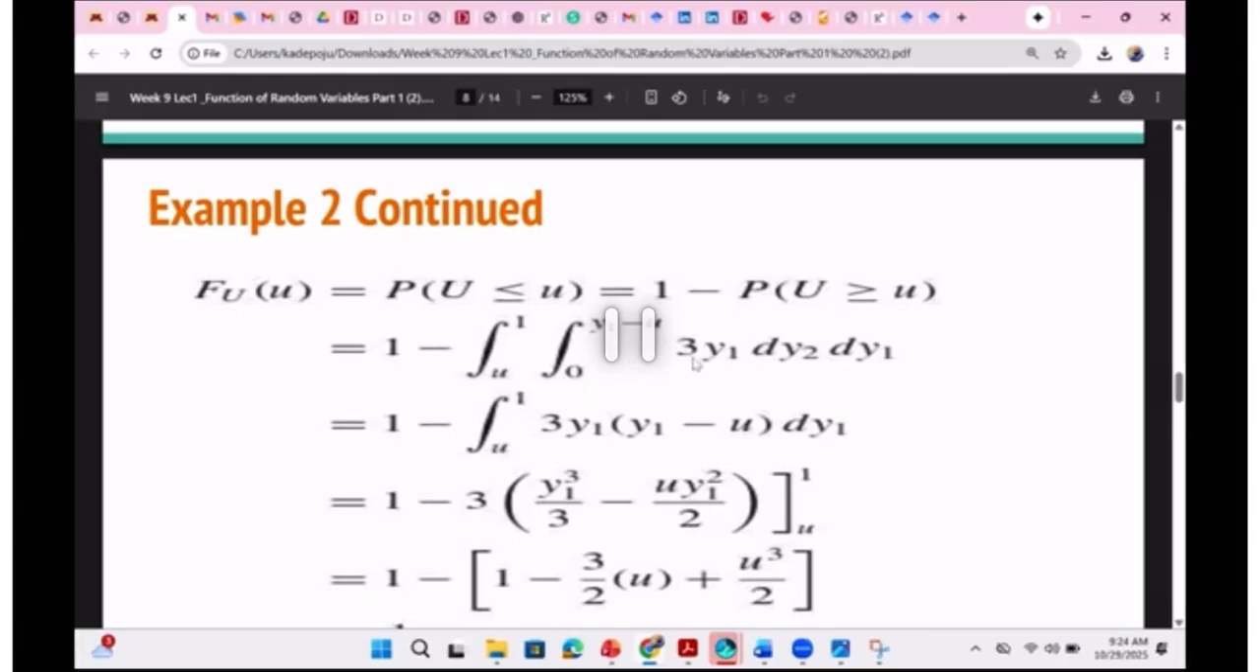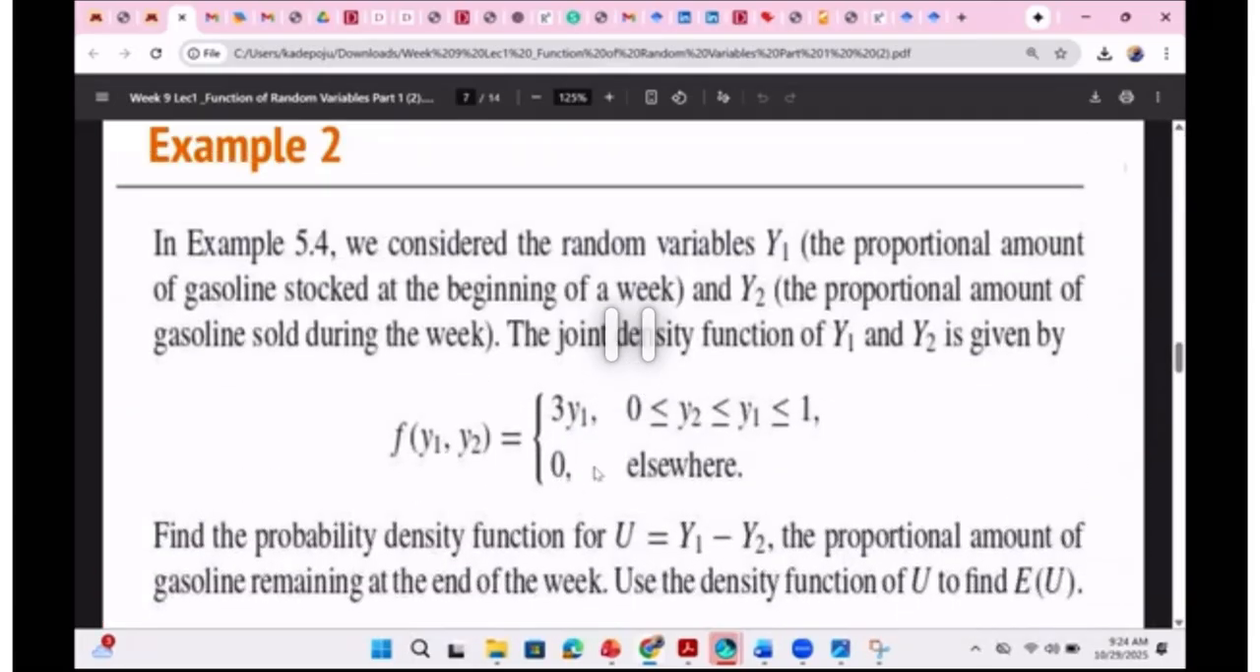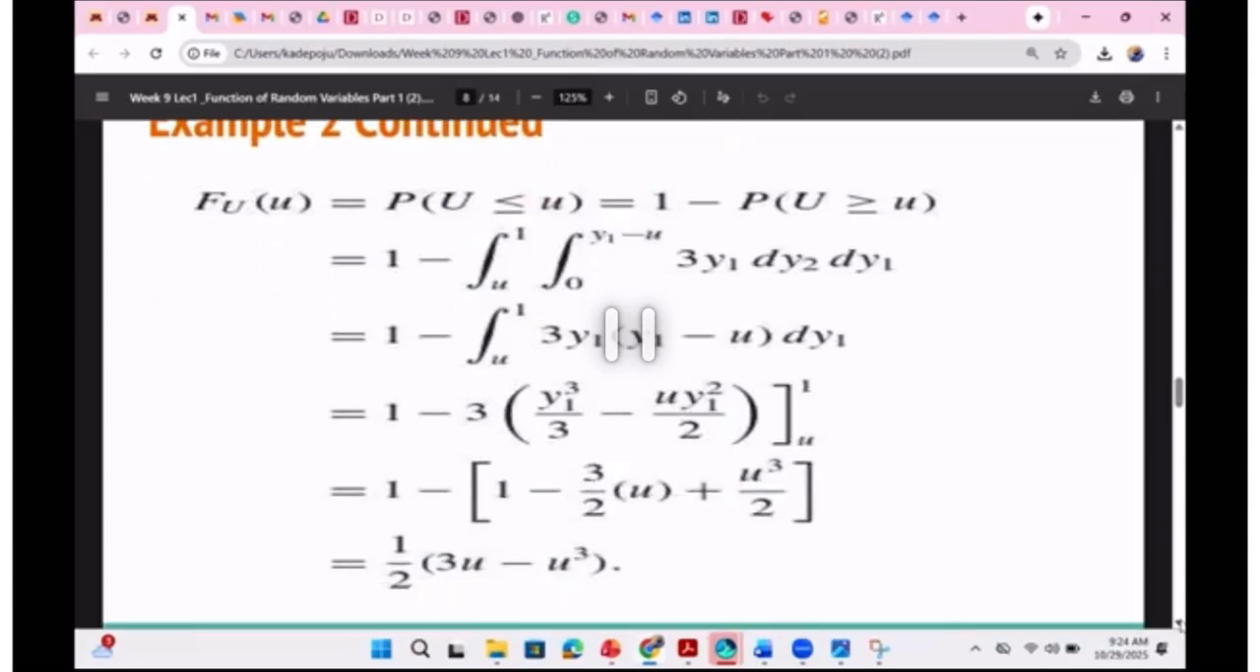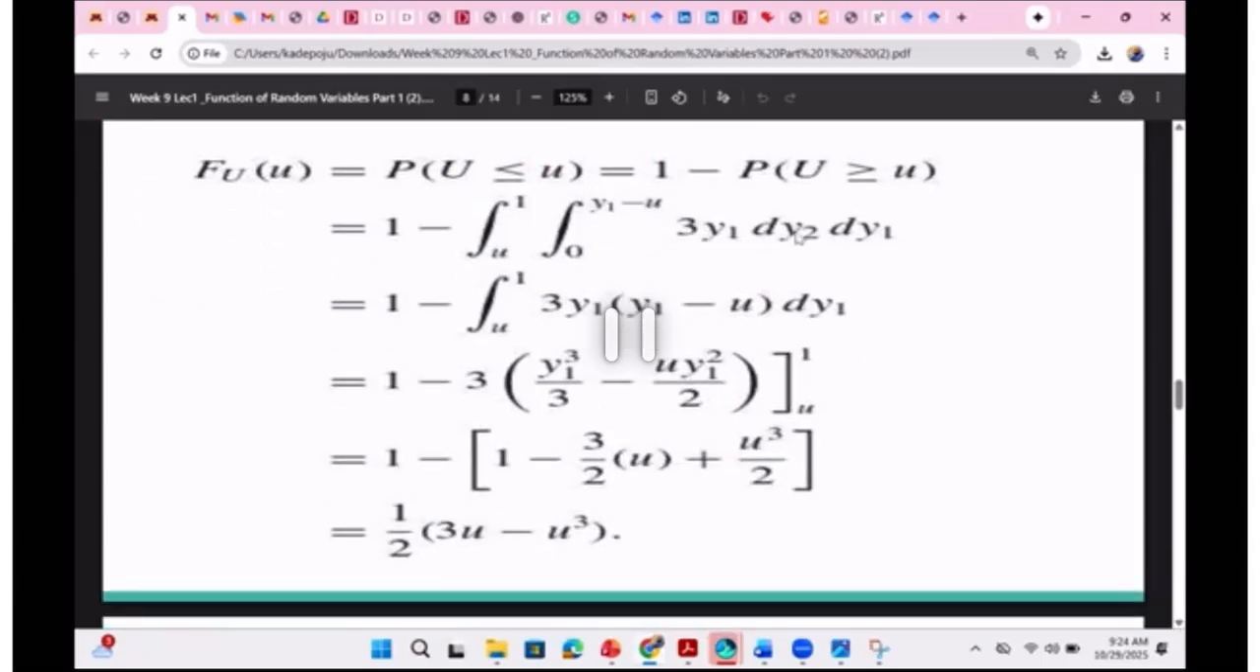Now, I need to determine what this guy here is. It is actually the 3y1. Where is the 3y1 coming from? That is the joint given. You can see the joint given. I'm writing the 3y1 here, and then I'm going to write the y2, the y1. Now, the range of y2 here is from 0 to y1 minus u. How do I get that?